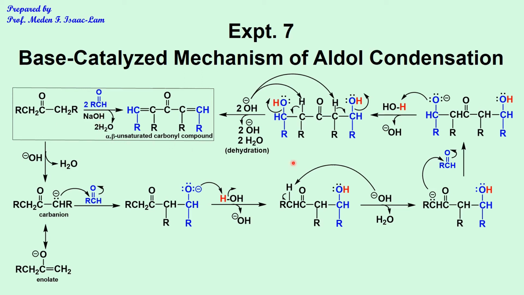So in this mechanism drawn in here, the aldehyde is color-coded. It's blue. So for example, in this structure, this part here, which is blue, is coming from the aldehyde because you have two equivalents of the aldehyde. So follow this mechanism to be able to write the actual mechanism for your actual structure of the ketone and the aldehyde in the experiment.